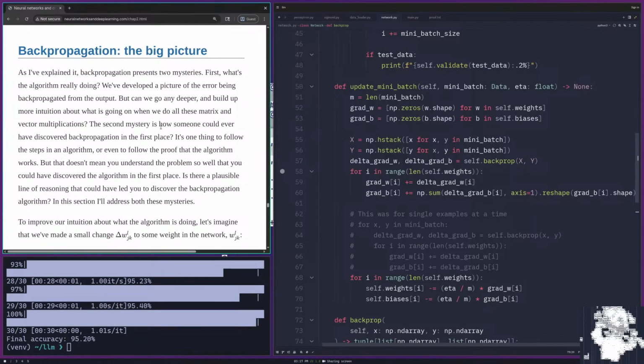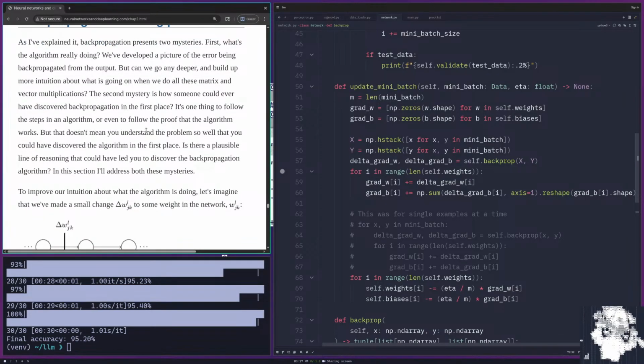Backpropagation, the big picture. As I've explained it, backpropagation presents two mysteries. First, what's the algorithm really doing? We've developed a picture of the error being backpropagated from the output, but can we go any deeper and build up more intuition about what is going on when we do all these matrix and vector multiplications?